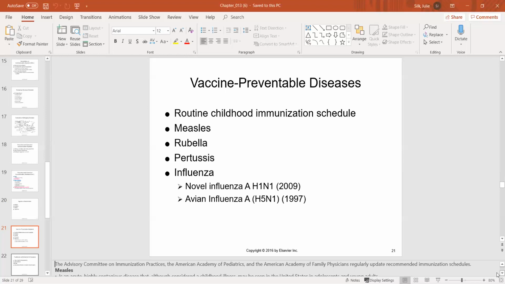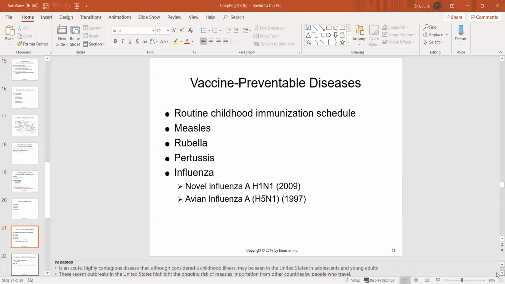So for measles, they say it's an acute, highly contagious disease that, although considered a childhood illness, may be seen in the United States in adolescents and young adults. These recent outbreaks in the U.S. highlight the ongoing risk of measles from other countries, from people who travel.